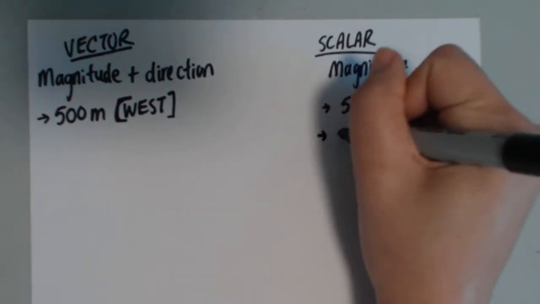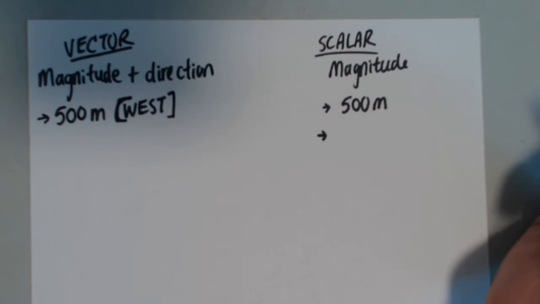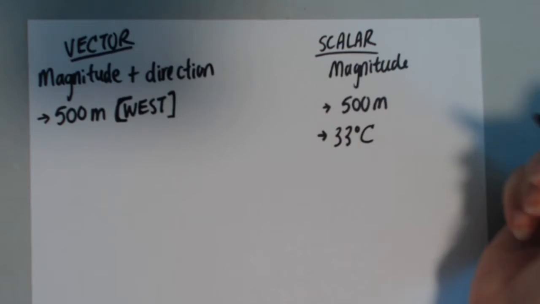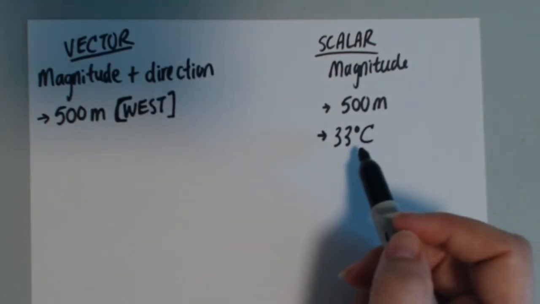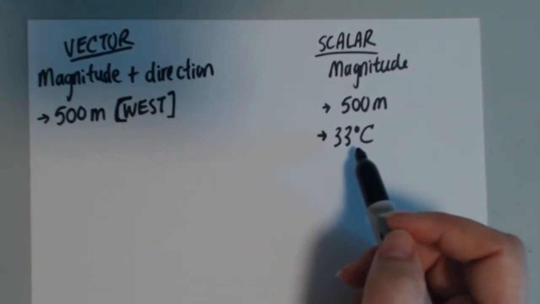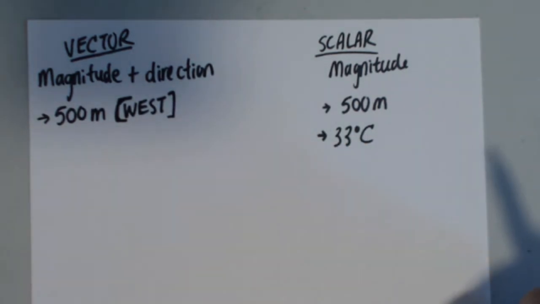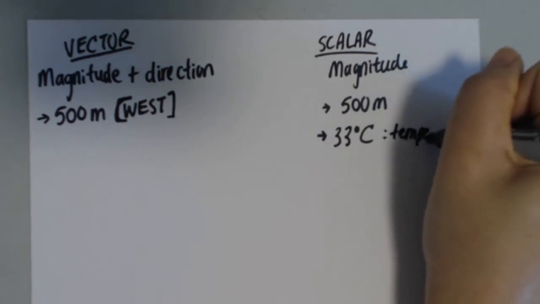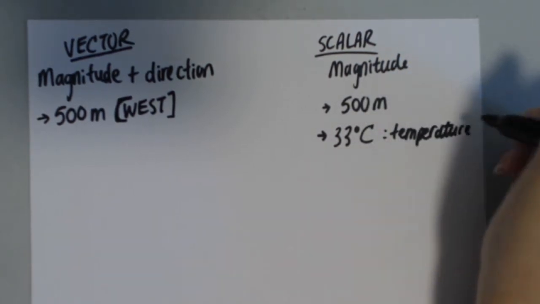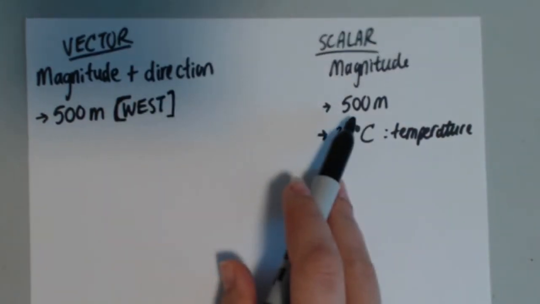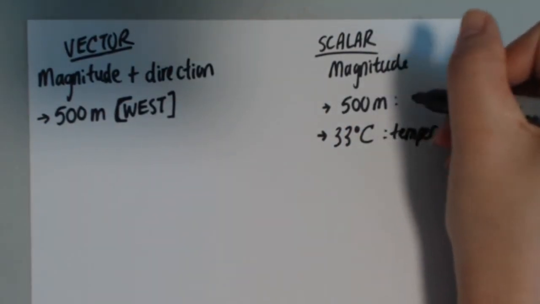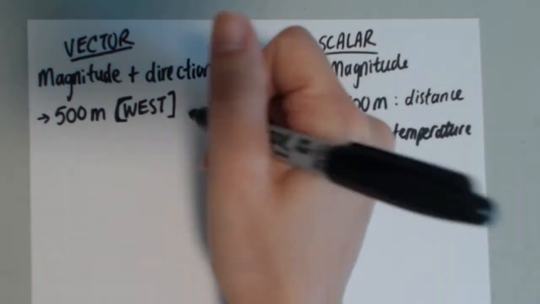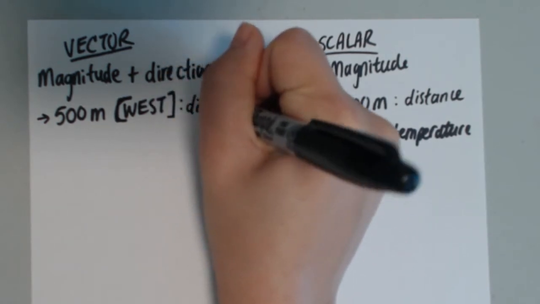For example, if Matt tells me that the temperature outside today is going to reach a high of 33 degrees Celsius with the humidity, I can't then say, Matt says the temperature is going to reach 33 degrees Celsius north. That doesn't make sense. The temperature doesn't have a direction. So temperature is an example of a scalar quantity. Now, I can actually differentiate between these two as well. If I just say someone has traveled 500 meters, this is a distance. Now, 500 meters west, this is a displacement.